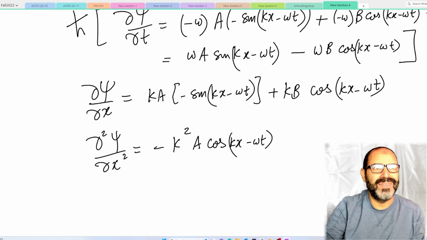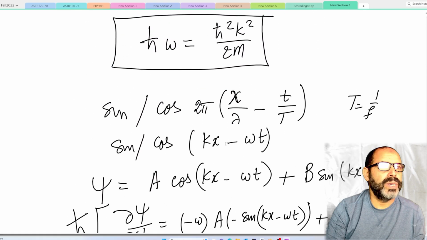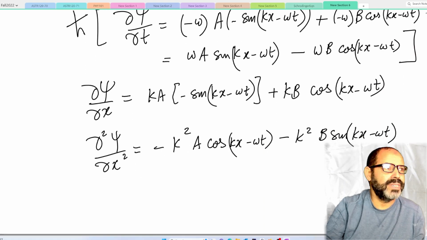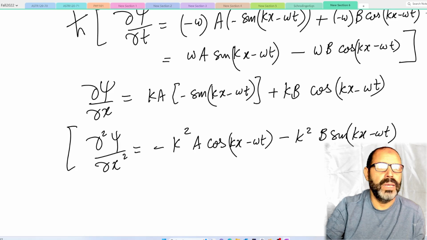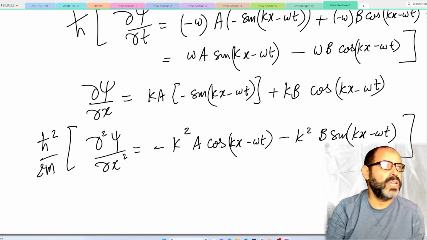And finally in here I have the cosine, which is going to flip to a negative sine, and I'm going to put another k with the existing k, so it's going to be negative k squared b, and sine of kx minus omega t. It seems like I have my k squared in here, and I needed it. So all I have to do is multiply by h bar squared divided by 2m. So I take this entire expression, both sides, and multiply them by h bar squared over 2m. And let's equate the two.